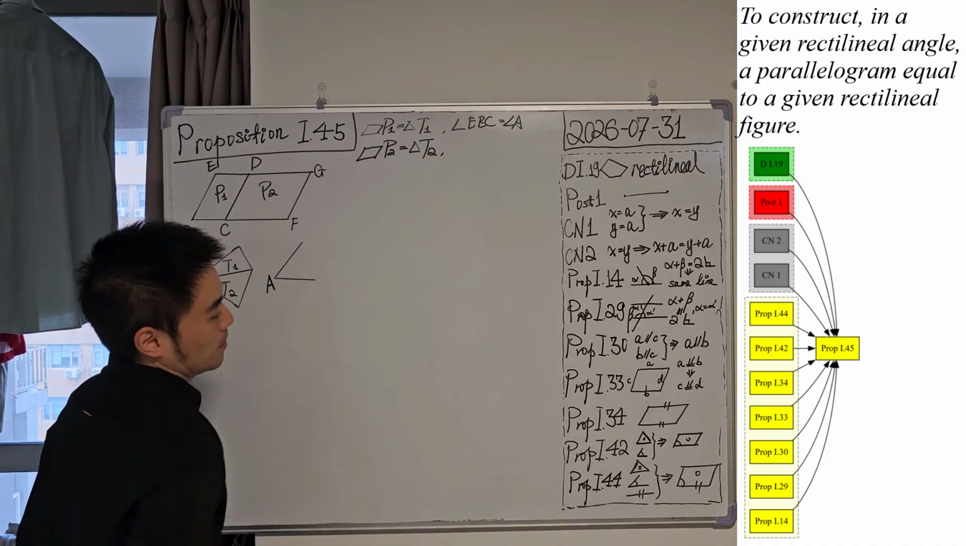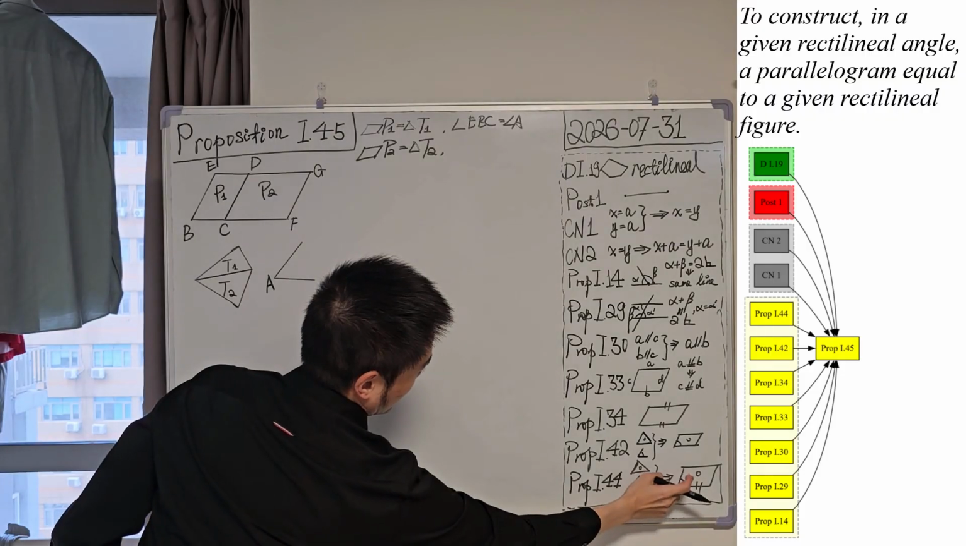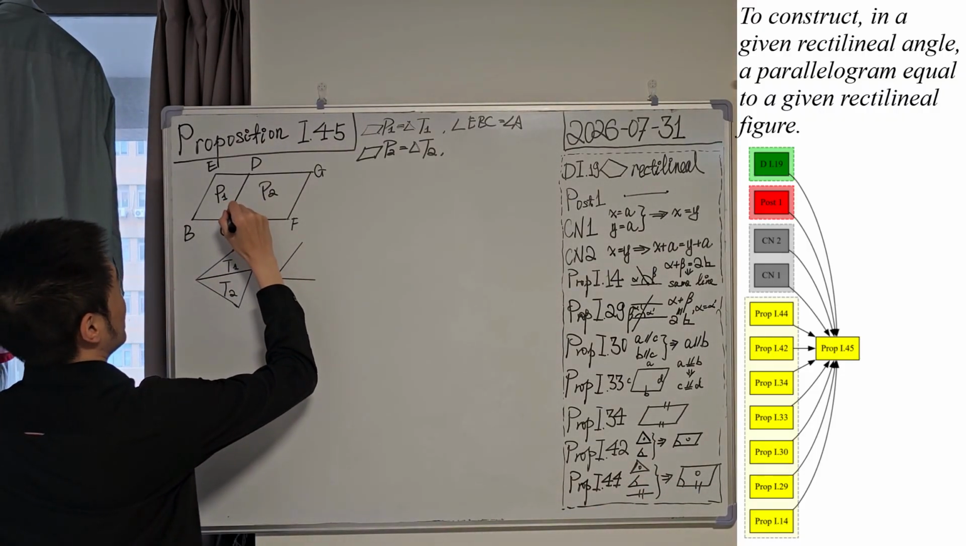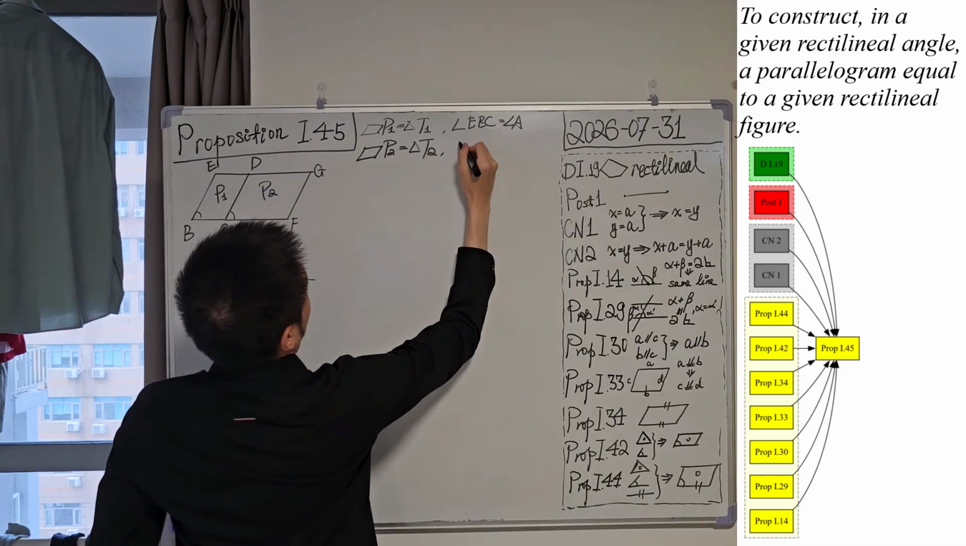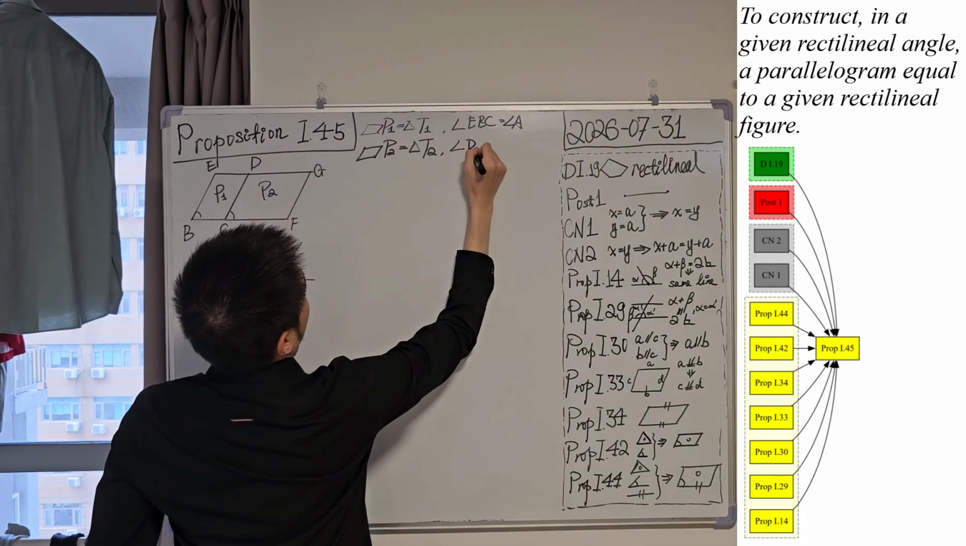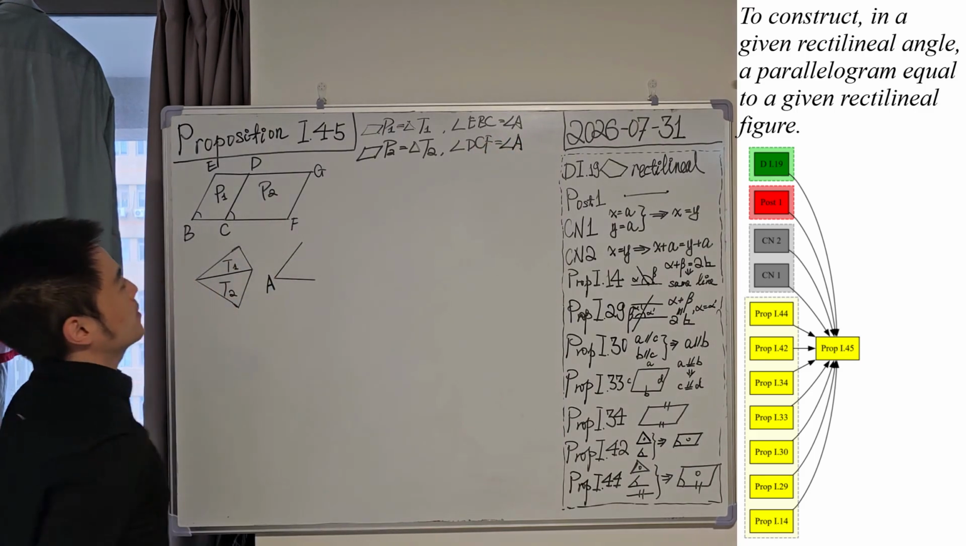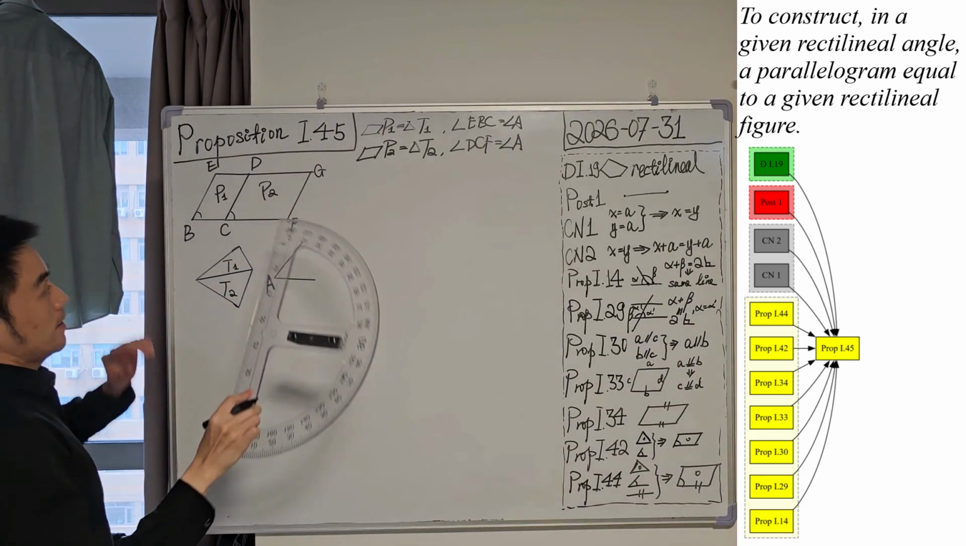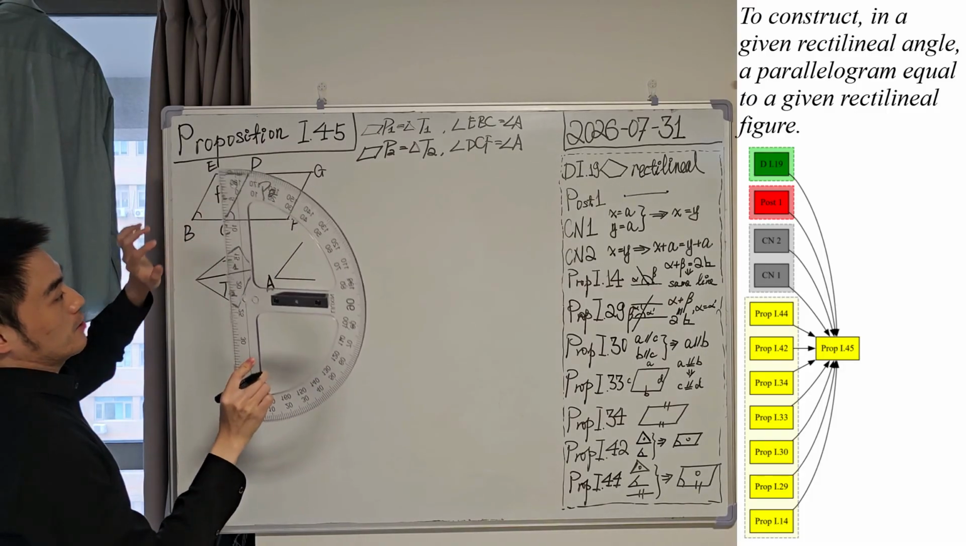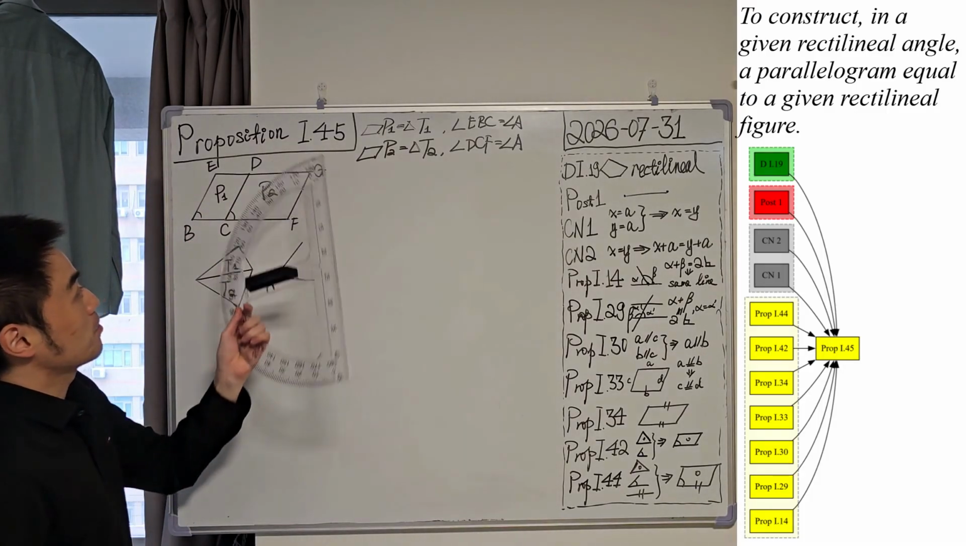Besides, we construct it with the given rectilineal angle. So let's say angle DCF equals angle A, okay? So they are two parallelograms we have constructed, and let's go give the proposition a proof.